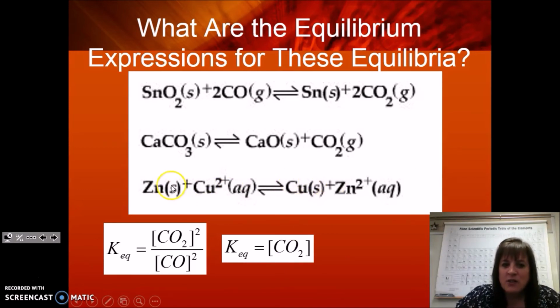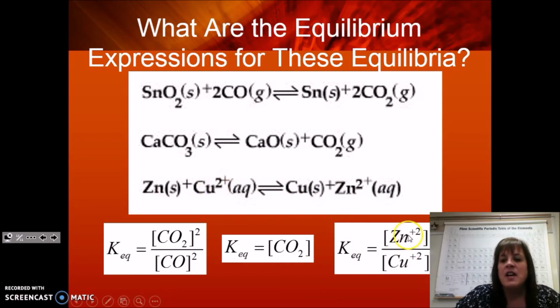So you've got two solids here again. Those don't go in your equilibrium expression, so I just have zinc plus 2 in brackets over copper plus 2 in brackets. Now notice there's no power here. The powers would be the coefficients, not the charge. Don't confuse charge with the coefficient, so that's not squared. It should just be the concentration of zinc plus 2 over the concentration of copper plus 2.